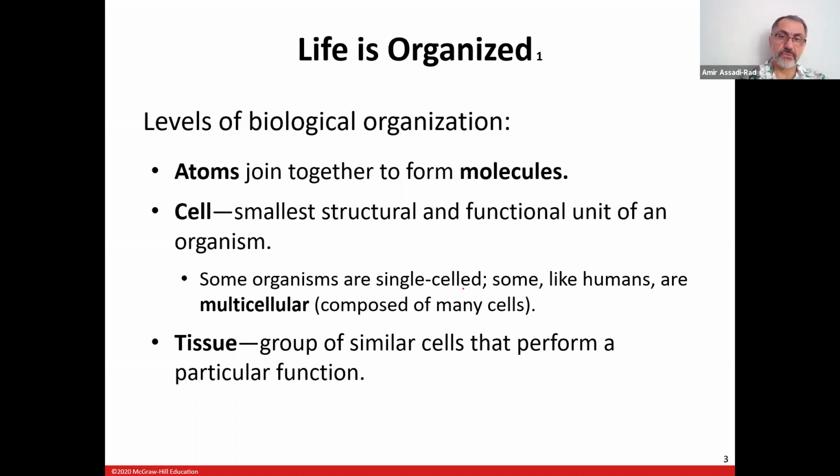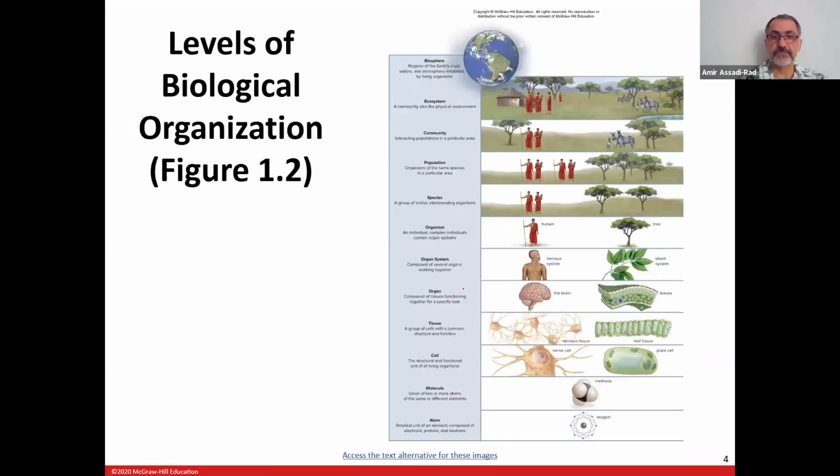And humans, you and I, are made up of many cells, and we'll talk about the human for the rest of the semester. When similar cells get together, they form a tissue. We'll talk about those again, what tissues are, and tissues have specific functions. We only have 4 different types of tissues, and we'll talk about those later on.